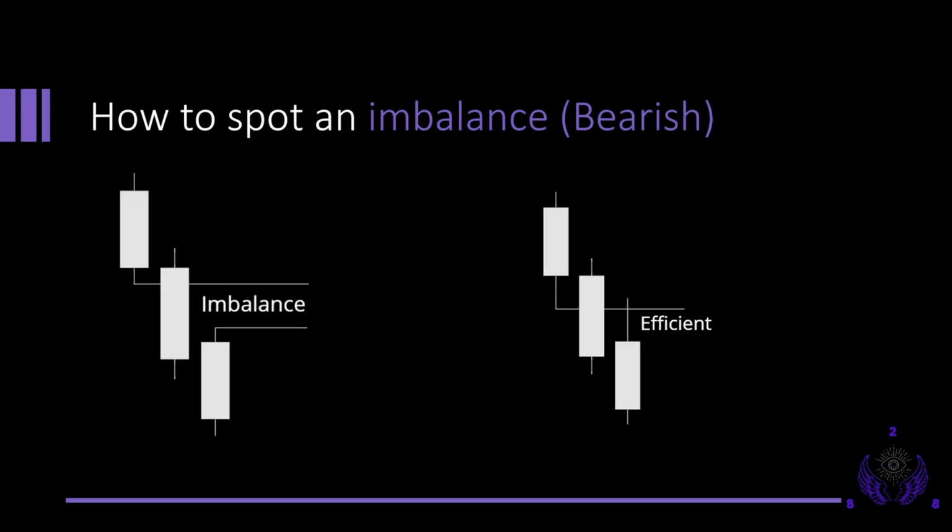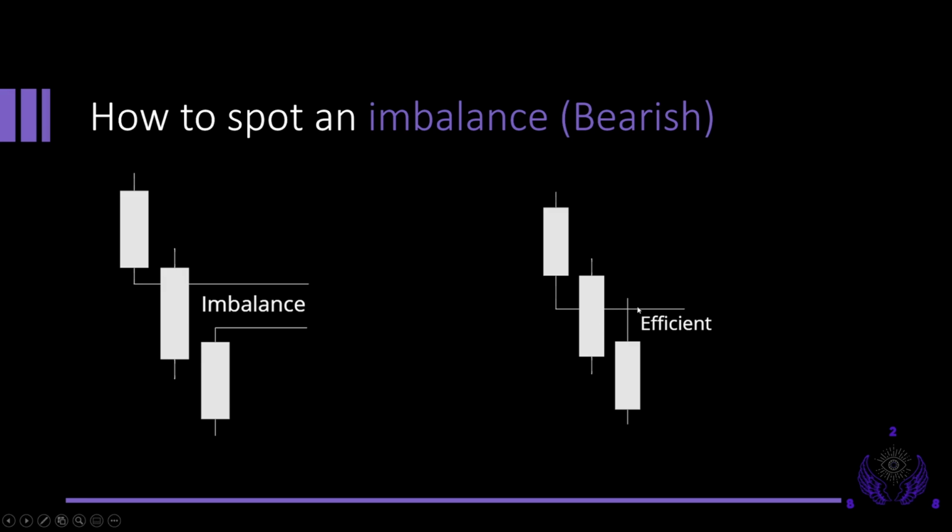How to spot an imbalance in a bearish trend? Here is an example. When we want to spot an imbalance in a bearish trend, we should look at the first candle's down wick and the third candle's up wick. Okay, look, we have this wick and this wick. There is a gap. Why? Because the wicks don't meet each other. So that's why we have this kind of gap, and this gap is called an imbalance. Some people call it a fair value gap, and also an inefficiency.